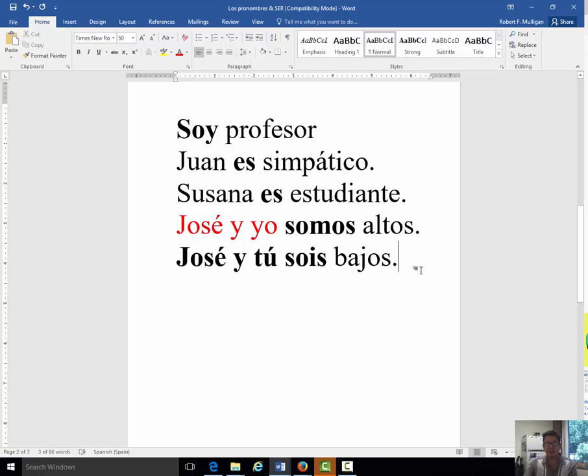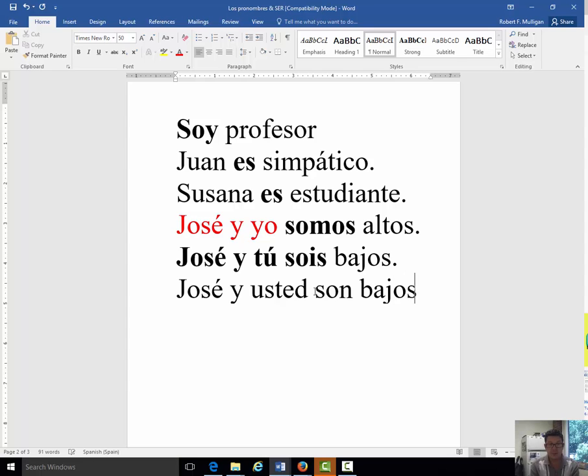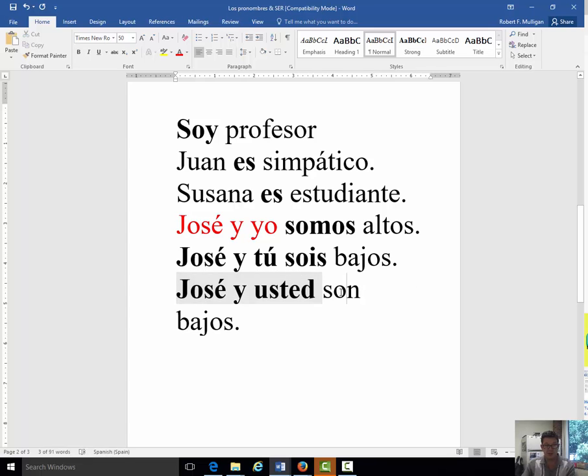Now I'm going to throw a little bit of a change. I'm going to say José y usted. Now we know that usted is the formal you. José and you. Formal son bajos. So there's the formal form. Here's your subject. Here's your verb. José y usted son bajos.